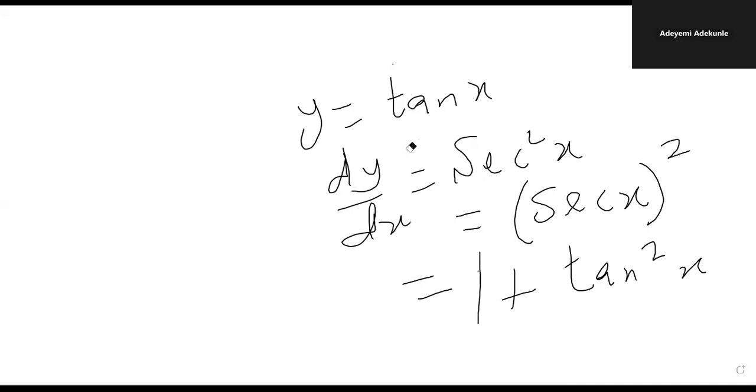So I've given us three things. Number one, if we differentiate sine x, it's going to be equal to cos x. If we differentiate cos x, it's going to be equal to minus sine x. And if we differentiate tan x, it's going to give you sec square x, or 1 plus tan square x.